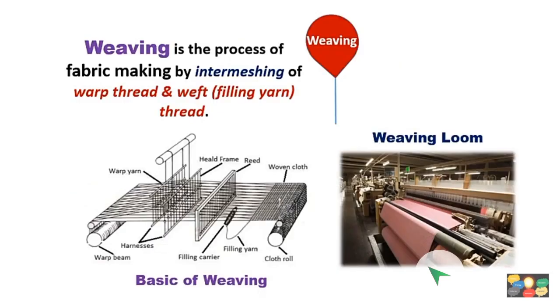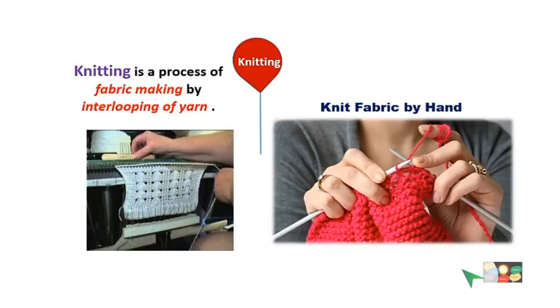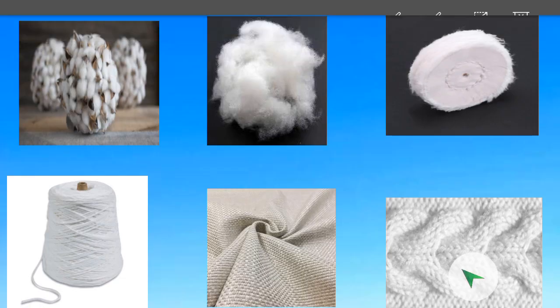And the next two important processes are weaving and knitting. The process of interlacing two sets of yarn together to make a fabric is called weaving. It is done by weavers on a machine called weaving loom. Knitting. Knitting is the process of fabric making by interlooping of yarn. It is done by hand and also on machine.